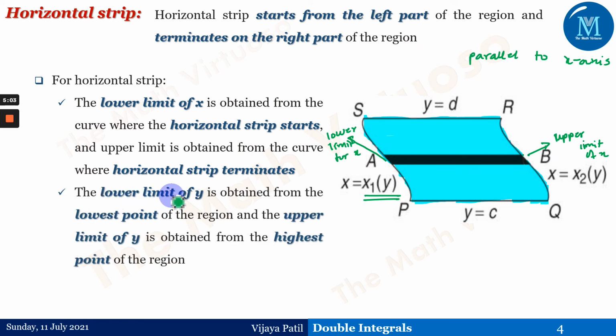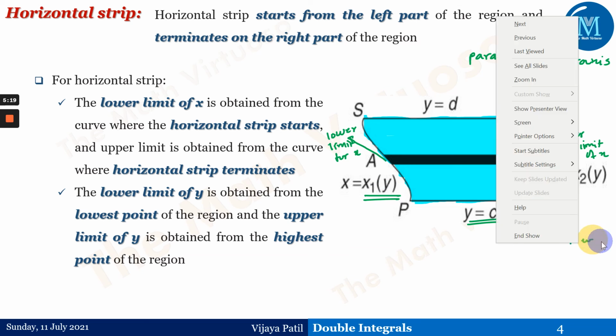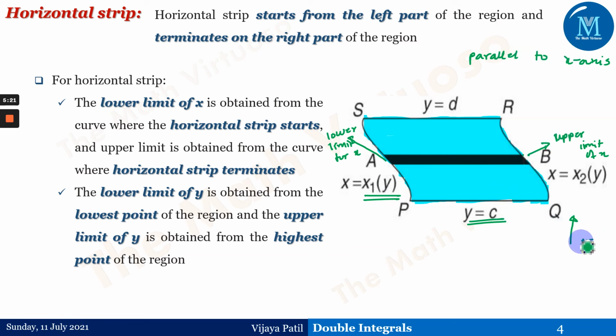What about the second? The lower limit of y is obtained from the lowest point of the region. So this is y equal to c, where the strip starts. The convention, as I've told you, is that the horizontal strip moves from down to up. So y moves from c till y equal to d, that is, the upper limit of y is obtained from the highest point of the region. So this is about the horizontal strip.